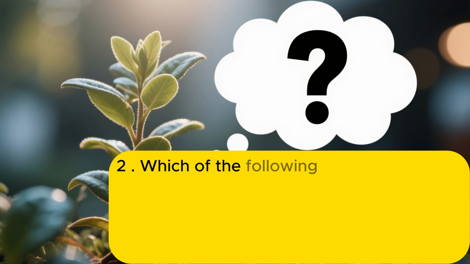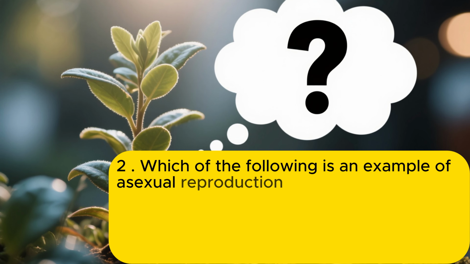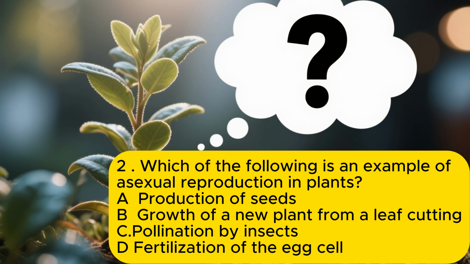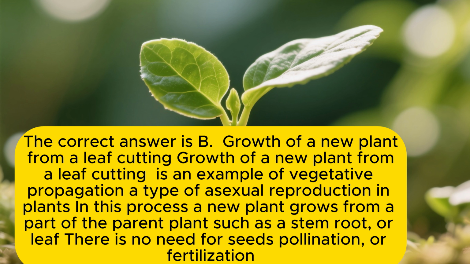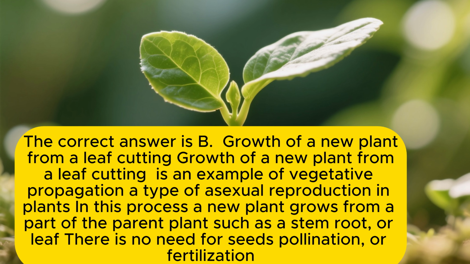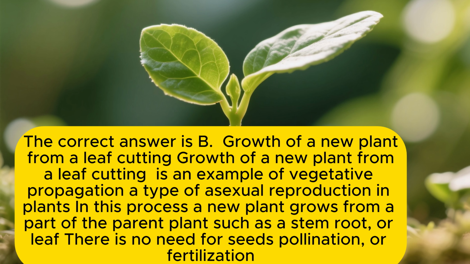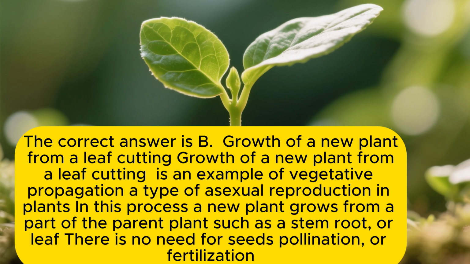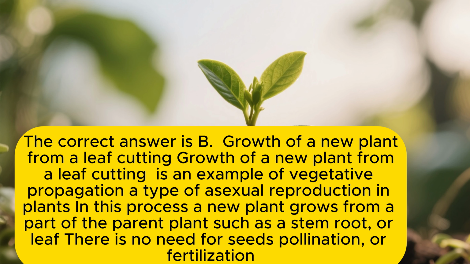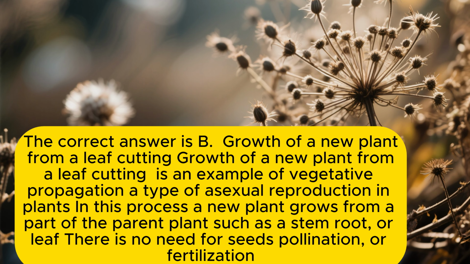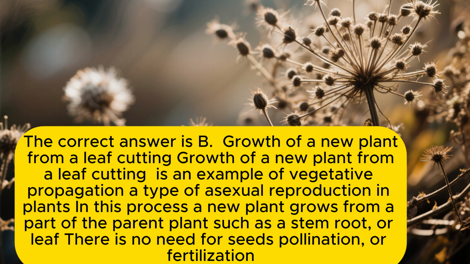2. Which of the following is an example of asexual reproduction in plants? A. Production of seeds. B. Growth of a new plant from a leaf cutting. C. Pollination by insects. D. Fertilization of the egg cell. Answer. The correct answer is B. Growth of a new plant from a leaf cutting. Growth of a new plant from a leaf cutting is an example of vegetative propagation, a type of asexual reproduction in plants. In this process, a new plant grows from a part of the parent plant such as a stem, root, or leaf. There is no need for seeds, pollination, or fertilization.